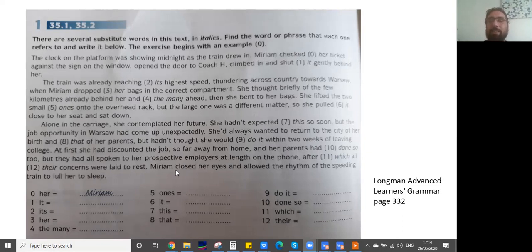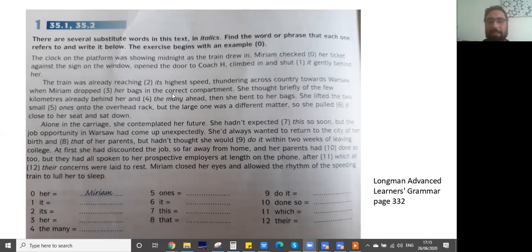Yeah, I think it's Miriam and her parents. They were a bit worried, yeah. So Miriam and her parents were worried, and their concerns were laid to rest, so they could relax. They were reassured. Miriam closed her eyes and allowed the rhythm of the speeding train to lull her to sleep.